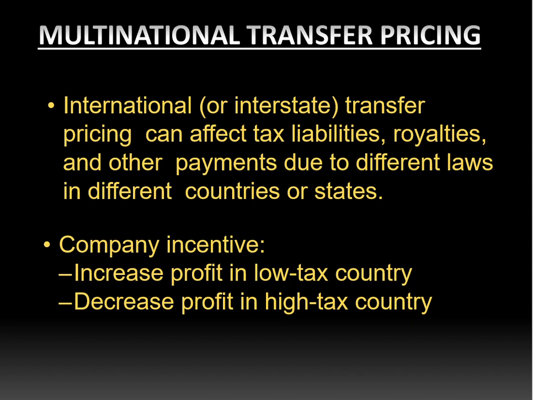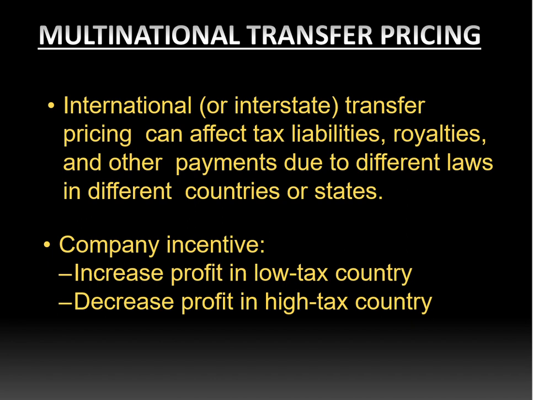Now the next method, the present context that is used, is multinational transfer pricing. In addition to goal congruence and motivation, transfer pricing in multinational companies is dominated by factors like minimizing income tax, import duties, and tariffs. Such companies may also try to manipulate transfer pricing consciously as an instrument of maximizing the achievement of corporate goals. International or interstate transfer pricing can affect tax liabilities, royalties, and other payments due to different laws in different countries.